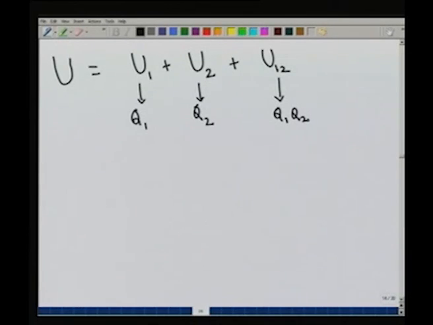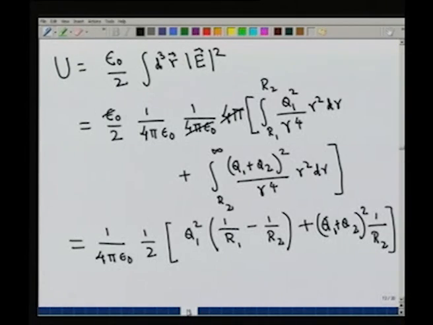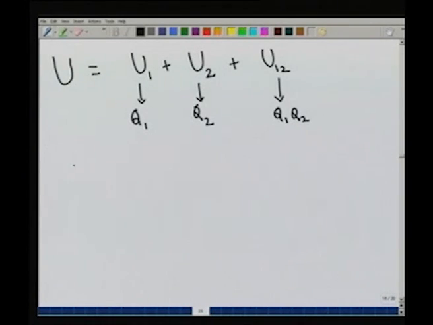So let me go back to my previous expression, look at this, and write down U1, U2 and U12. If I look at Q1 squared, I have 1 over R1 minus 1 over R2, and the Q1 squared term also has plus 1 over R2, so the R2 term cancels. So let me come back here and write U1 is nothing but half, 1 over 4 pi epsilon naught, Q1 squared by R1. That is what I have. The R2 term cancels.